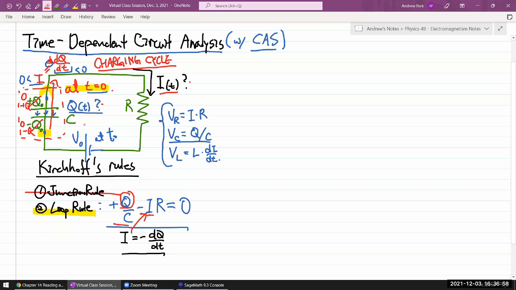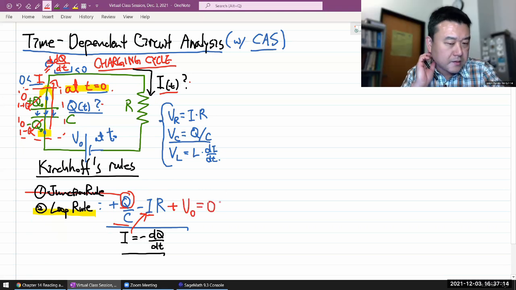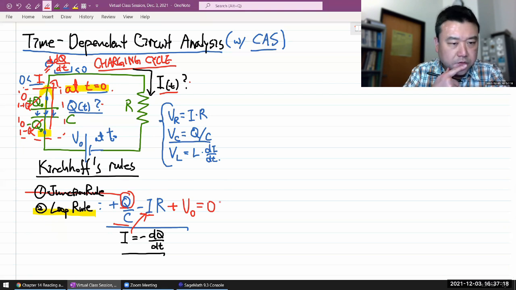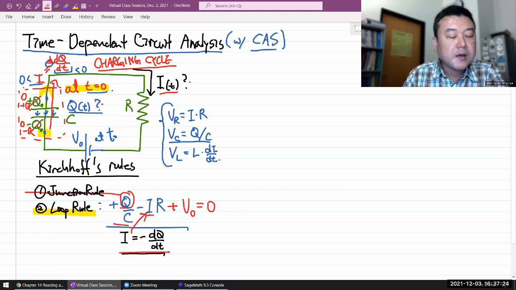Okay, and here I have to go across the battery. All right, so let me just add that additional contribution to the voltage. So plus V naught, and now I'm back to where I started. It's equal to 0. Okay, all of that seems fine. Let's think through if this sign convention that I have here is right.